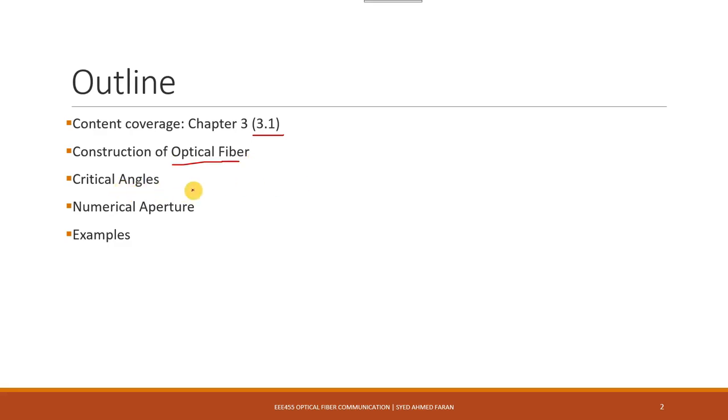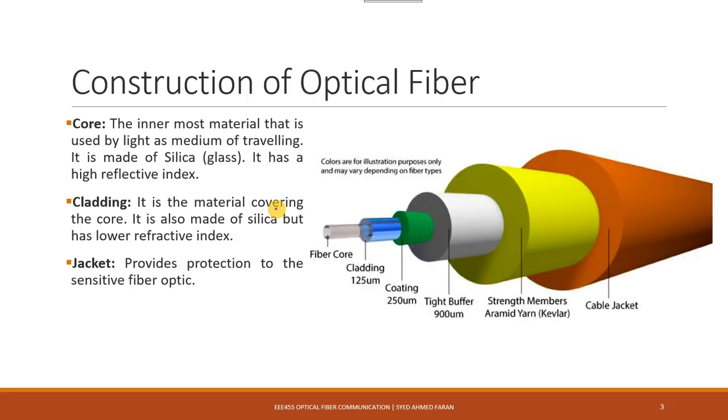We have already discussed the critical incident angle in the previous lecture, and we will define a term called numerical aperture, and we will also discuss a few examples to support our discussion. So first, let's see what an optical fiber is made of.